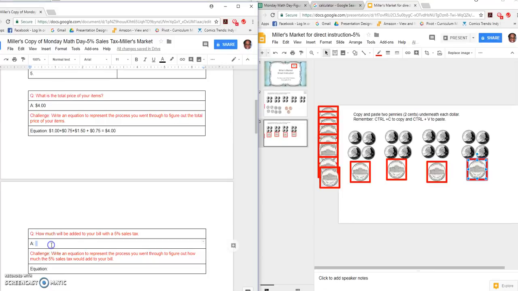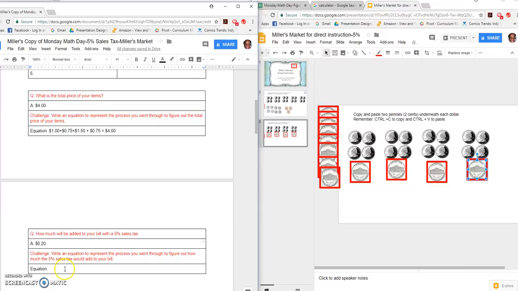Now please watch how I put 20. I'm not going to put $20. I'm putting my dollar sign, then I put my 0.20. That is how 20 cents would look. Some of us are not doing our decimals correctly, and so we're getting different answers. So go ahead, take just a moment and figure out how much you need to add in sales tax.